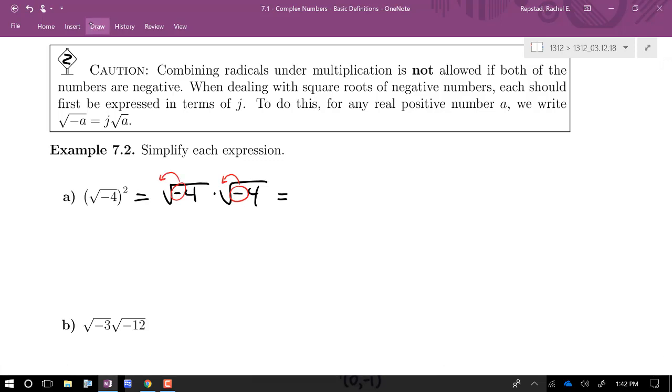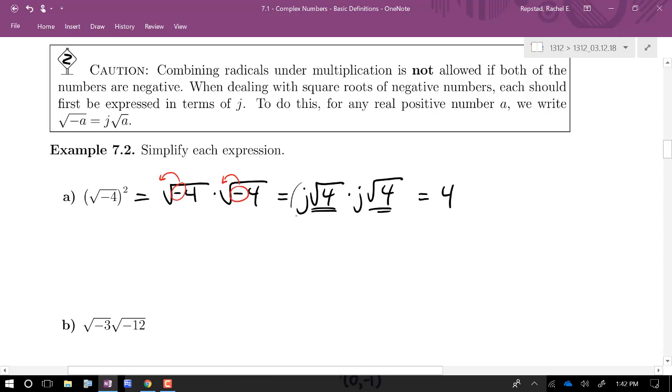So I pull out a j. So I've got j root 4 times j root 4. I guess I'm doing this slightly the long way, but root 4 is obviously 2. So I've got 2 times 2, which is 4, and then j times j, which is j squared. What's j squared equal to? So overall we get negative 4.